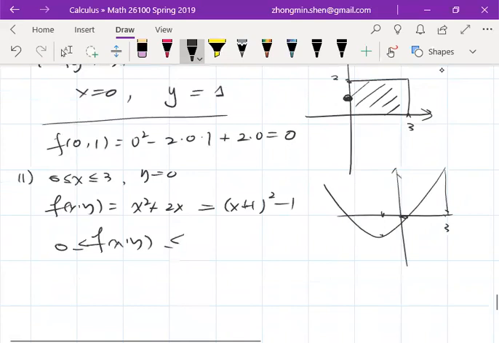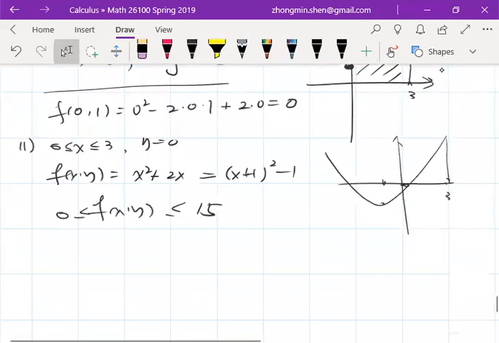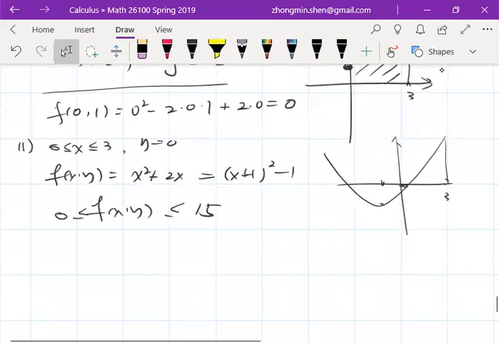The largest positive value is when x equals 3. 3 plus 1 is 4. 4 squared is 16. 16 minus 1 is 15. Okay, so the value of the function is between 0 and 15. So we know the largest positive value is 15.